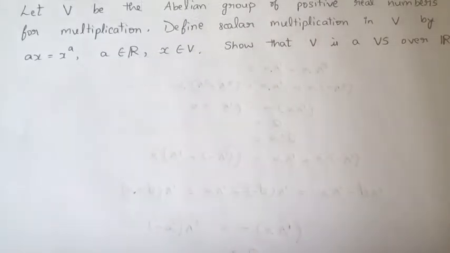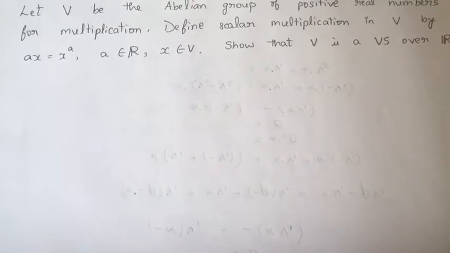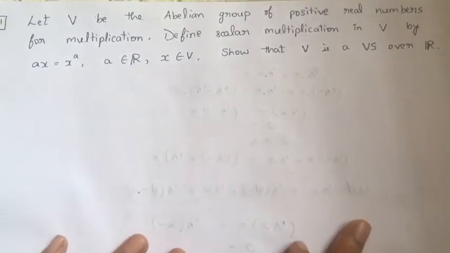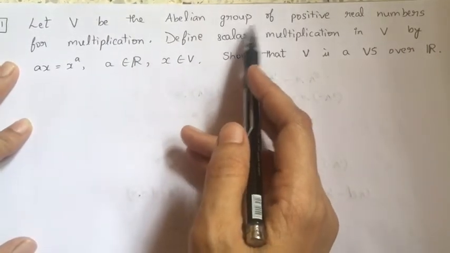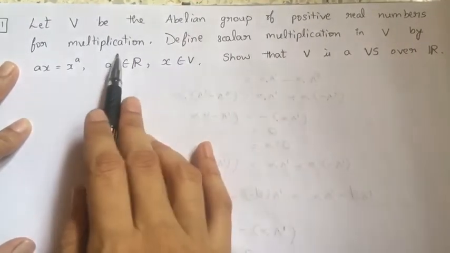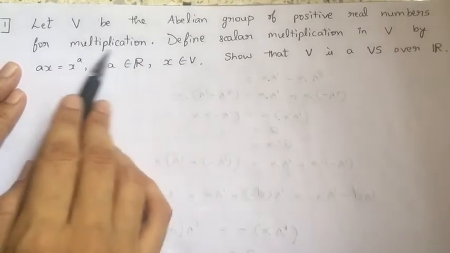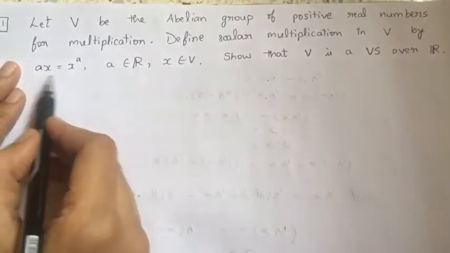Okay, so let us go for the problems, that is, proving some set as a vector space. The set will be given to you along with a defined operation, and based on that I have to check whether it forms a vector space or not. The first problem I'm taking is this: let V be the abelian group of positive real numbers under multiplication. This forms an abelian group with respect to the binary operation multiplication. How is the scalar multiplication defined? It is defined like this.